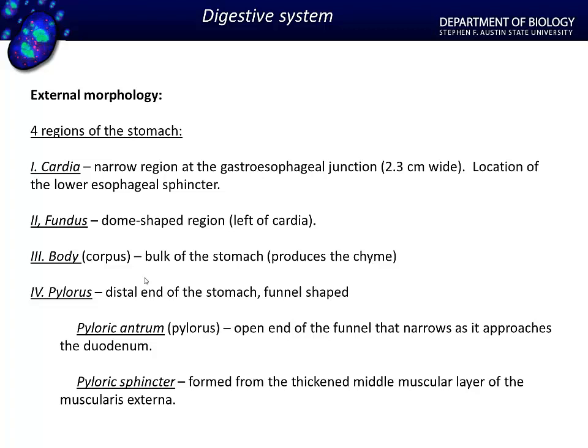Now, the pylorus is the region of the stomach. Some people may use that term pylorus in place of the pyloric sphincter. I don't like to do that. I refer to this region of the stomach as the pylorus because the pylorus is actually the opening that's going to narrow as you approach the duodenum, the first part of the small intestine, and it's within the pylorus where we have this outer thicker muscularis externa. The middle layer is going to be much, much thicker, and that's going to comprise the pyloric sphincter. So the pyloric sphincter is a very distinctive feature present in the pylorus of the stomach.